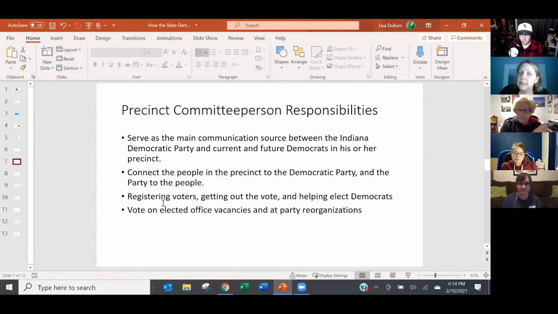Your responsibilities as a precinct committee person, and some of this I've got straight from the precinct committee handbook that the state produces, is you're serving as the main communication source between the Indiana Democratic Party and current and future Democrats in your precinct. So you're supposed to be their source of Democratic information, help get out the vote, register voters, and those types of activities, especially around election season.